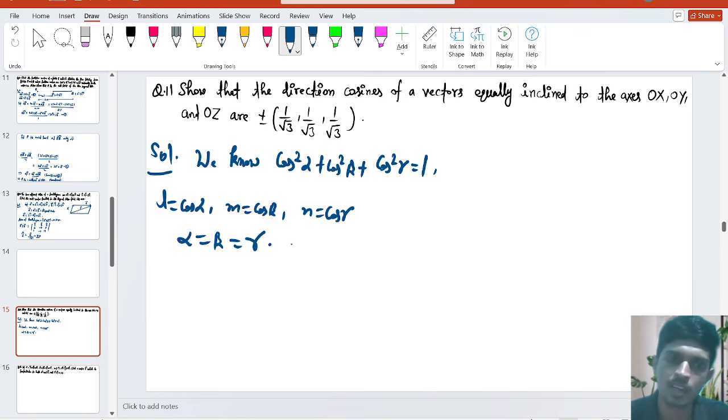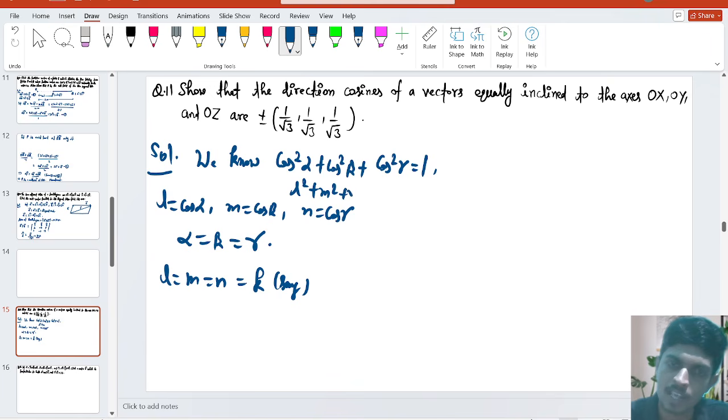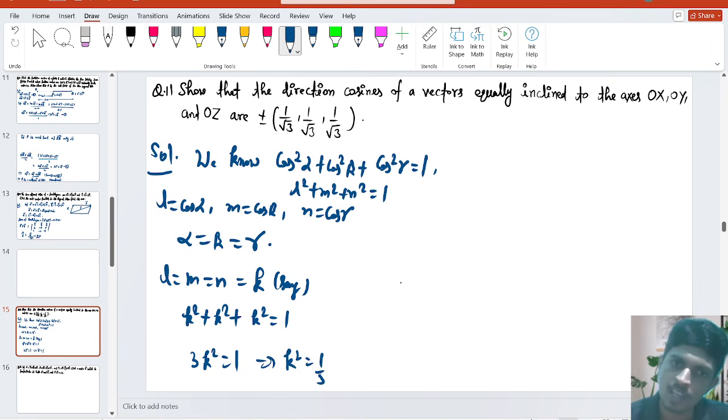So it means that L = M = N. Say K. Using this in L² + M² + N² = 1, putting the value here, you get K² + K² + K² = 1. So we get 3K² = 1, so K² = 1/3.